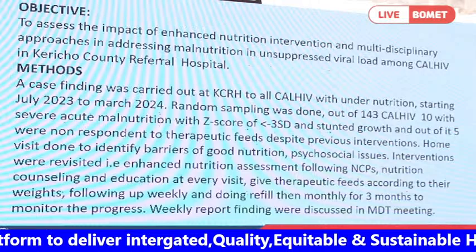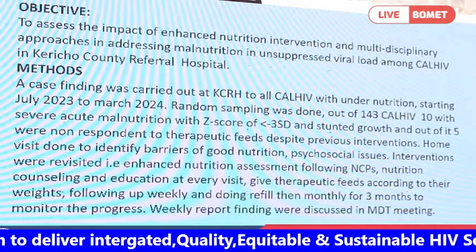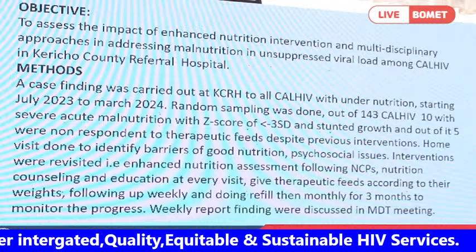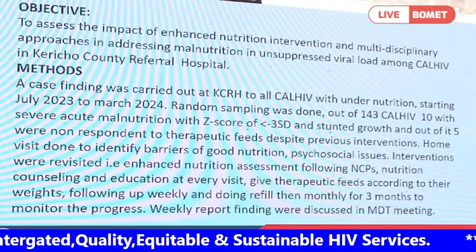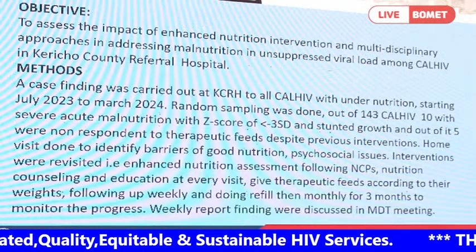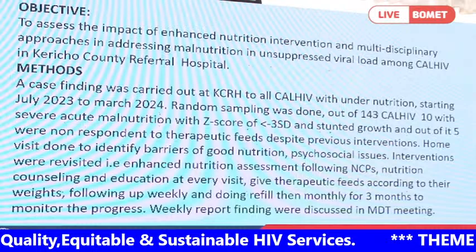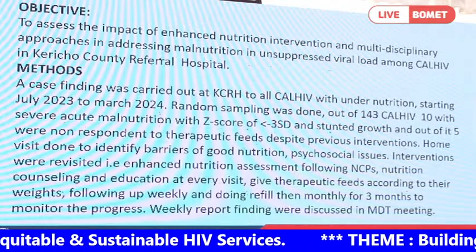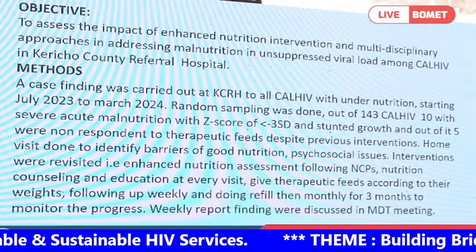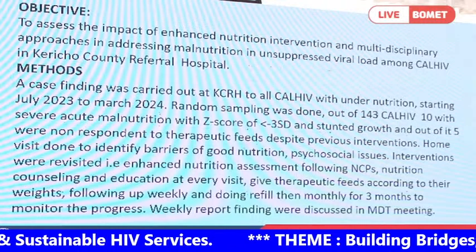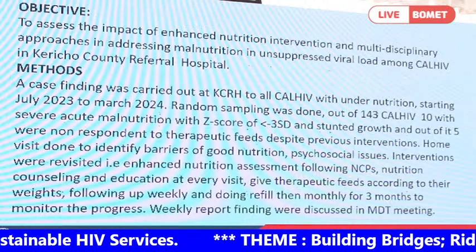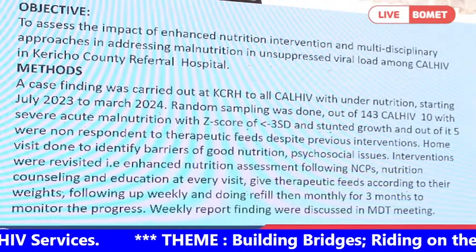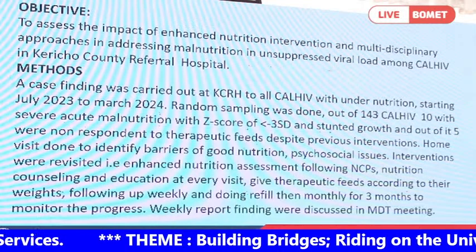A case study was carried out at KCRH on all Cal HIV with undernutrition, starting July 2023 to March 2024. Random sampling was done. Out of 143 Cal HIV, 10 with severe acute malnutrition with a Z-score of -3 and below, and 5 were non-respondent to therapeutic feeds despite previous interventions. Before I started this study, we had some children who were not responding before, but after our intervention, they responded well, and we'll see the results. Next.